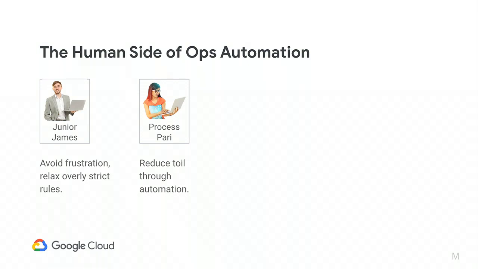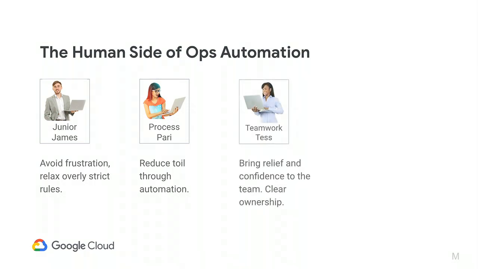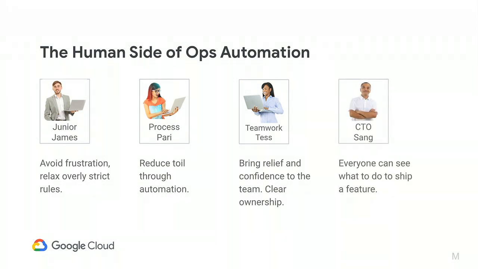Process Pari, she's into processes and scripts. She has this idea of ops automation should be about reducing manual toil for the developers. Teamwork Tess, she focuses on teamwork, and she wants everybody to have confidence in the code and bring relief to the team. And finally, the fourth person in the engineering team here is Sang. He's the CTO. He wants to make it really clear to everybody what they're supposed to do as part of a release.